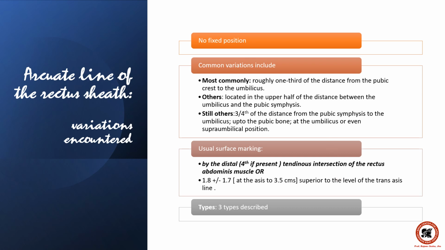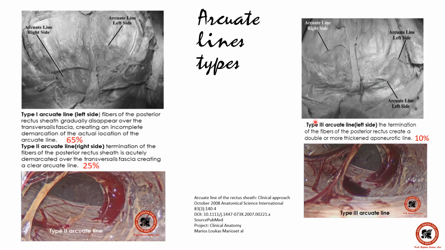Now, why are we worried about the arcuate line? It's important because there could be 3 types of arcuate line. Unfortunately, the most common type, found in 65% of cases, is an arcuate line that merges. See the merging, there is no definite arcuate line out here. A merging of the arcuate line with the transversalis fascia.